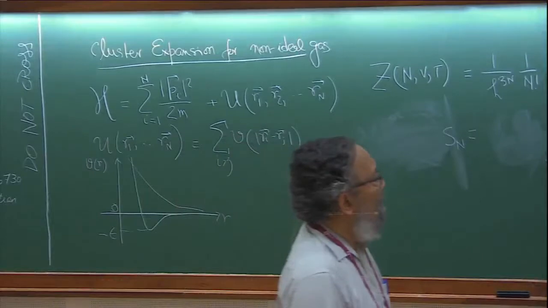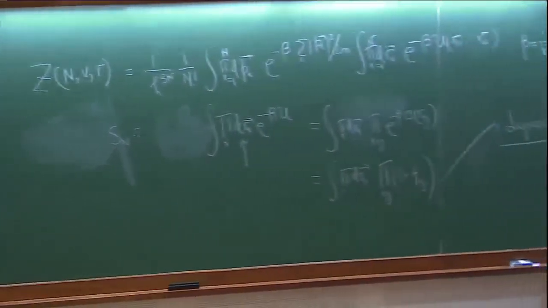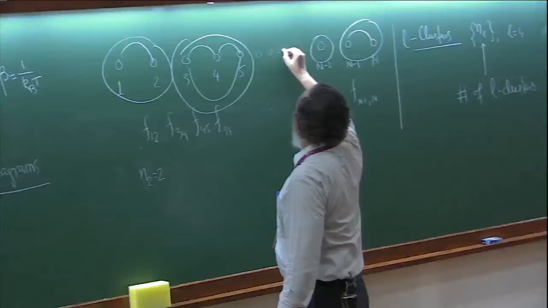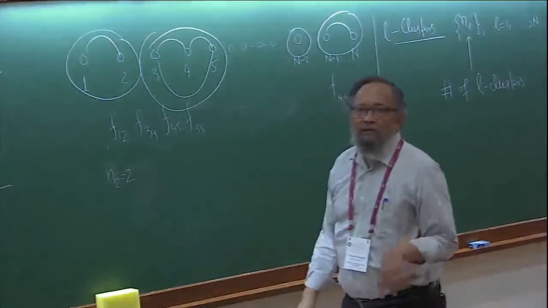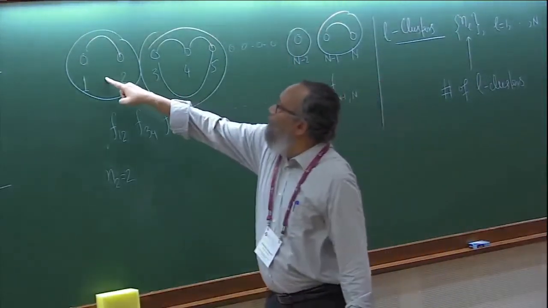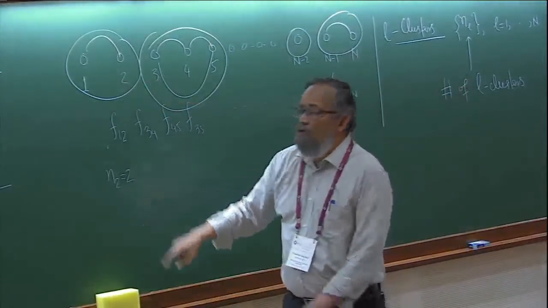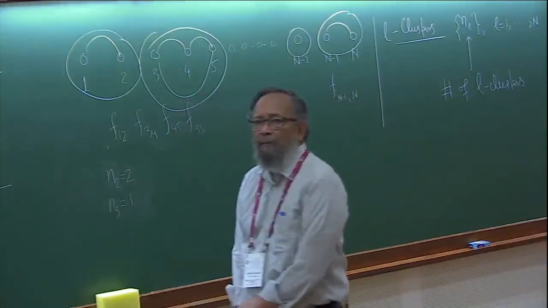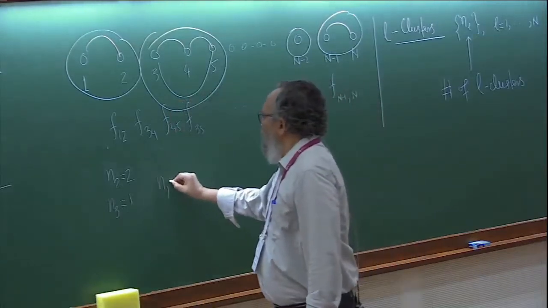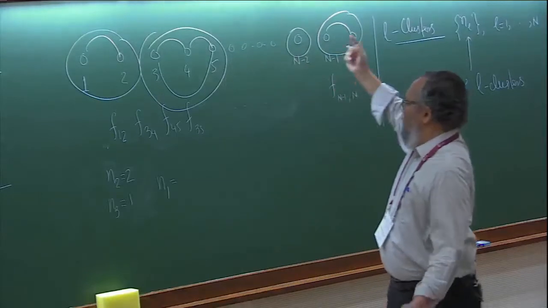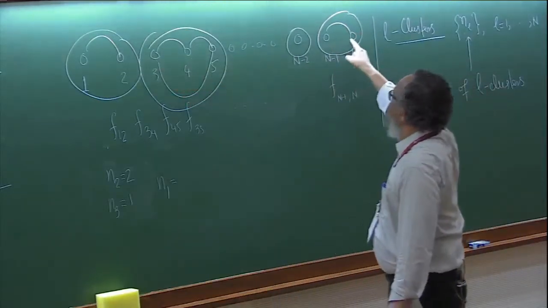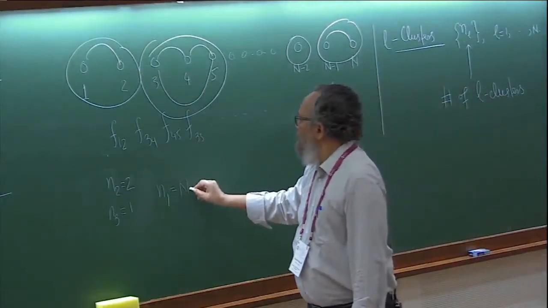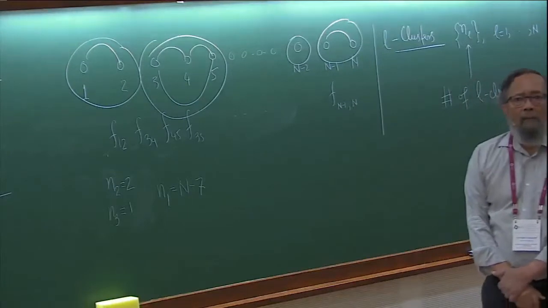N_L is the number of clusters of size L. This diagram has a 2 cluster here and a 2 cluster there. Assuming that in between you have only one-site clusters, N2, the number of 2 clusters, is equal to 2. N3, the number of 3 clusters, is equal to 1. And I also have to say N1. If I count how many sites are already taken into account, 1, 2, 3, 4, 5, 6, 7, so N1 has to be N minus that.